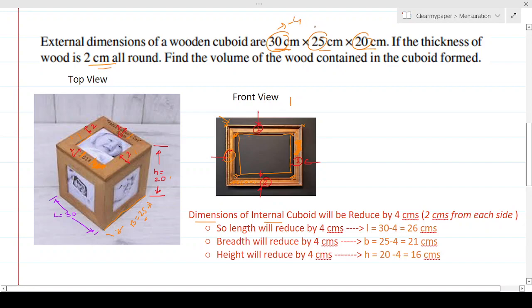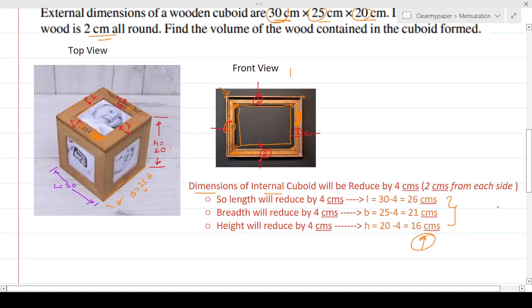It will be minus 4, minus 4 and minus 4. This is what I have done here, because we are reducing it 2 sides on each side. So the dimensions of the internal cuboid in terms of length, breadth and height will be this. Okay, it will be this here. So assume that this whole part is kind of equation 1. Okay, now the rest is very simple.